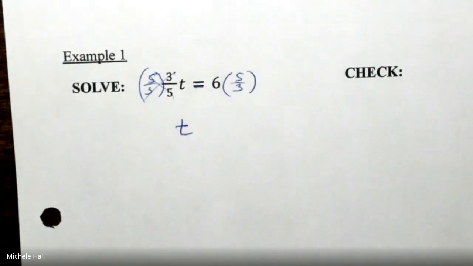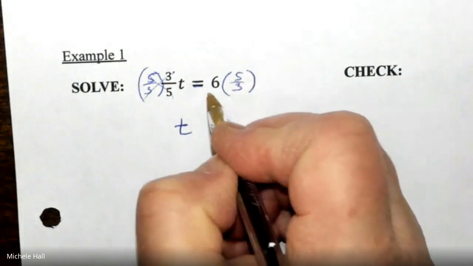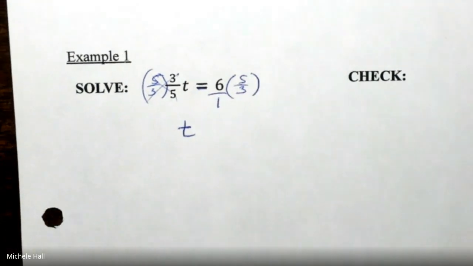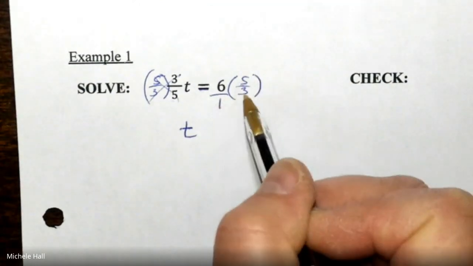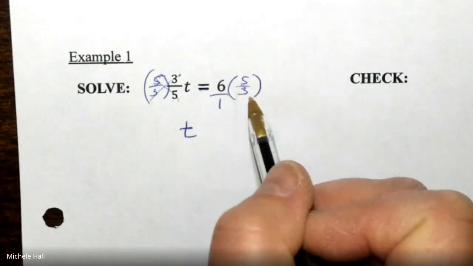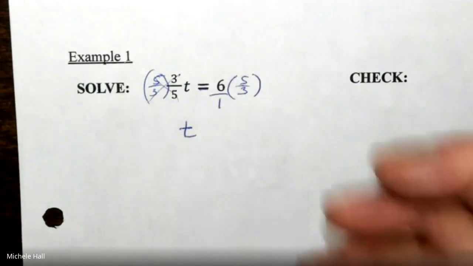Now I need to do 6 times 5/3. It's not 6 and 5/3, a mixed number. It's 6 times 5/3. How do I start multiplying the fraction? Put a 1 under the 6. Now what? 1 and 5 don't have anything in common, but 3 and 6 have something in common. What do they have in common?